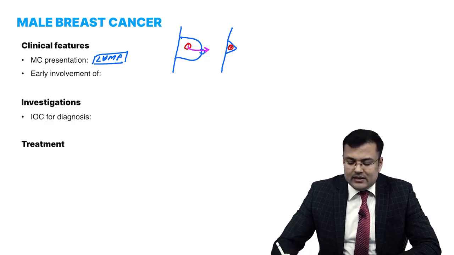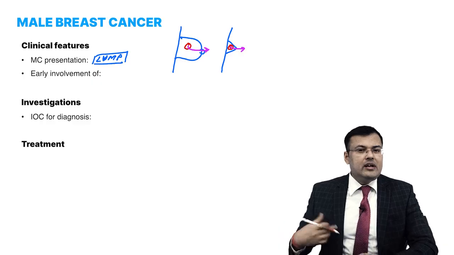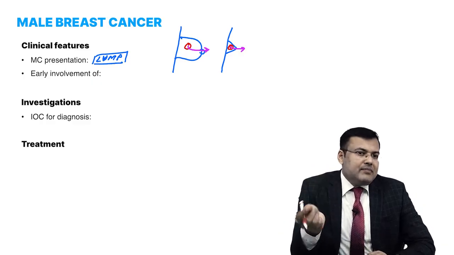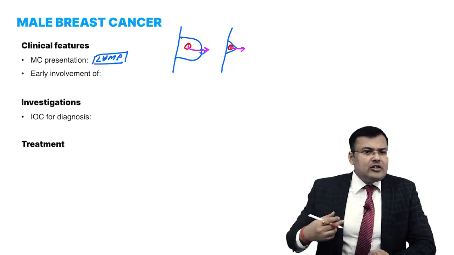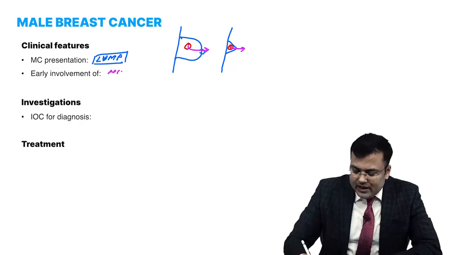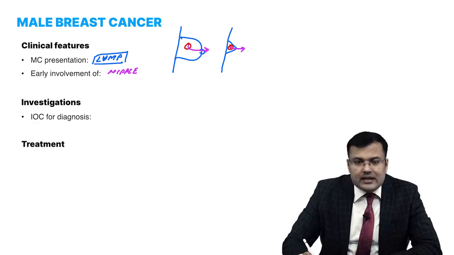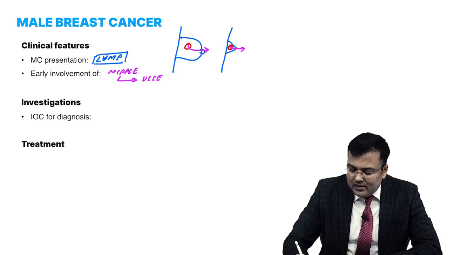But what happens in males? There is scanty breast tissue, and since there is scanty breast tissue, there is early involvement of the nipple. The size of the nipple is also small in males. That's why when the nipple is involved, you are going to find ulceration of the nipple.